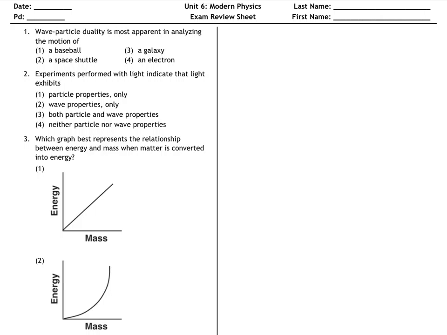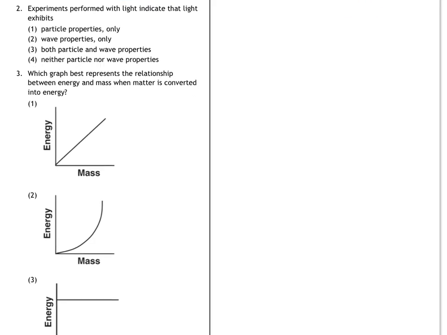Hello all, in this lesson we're going to be preparing ourselves for the Unit 6 Modern Physics exam. Number 1 asks about the wave-particle duality of nature, and it wants to know when it would be most apparent in analyzing the motion of a given particle. The wave-particle duality is most noticeable on the smallest scale, such as on the scale of an electron or a photon. So my answer for number 1 is choice 4.